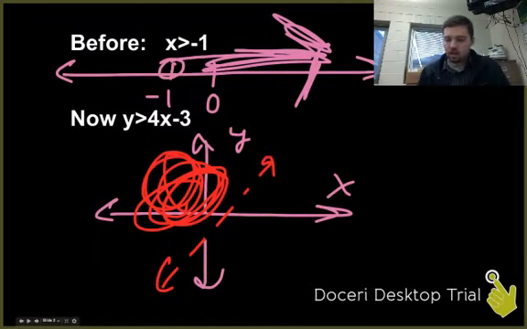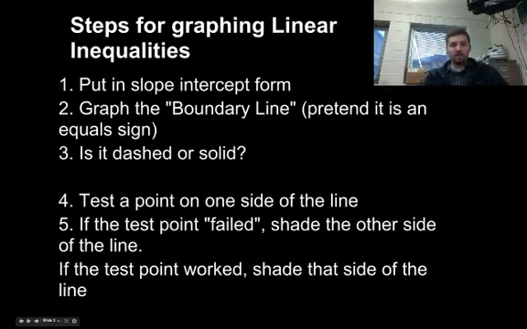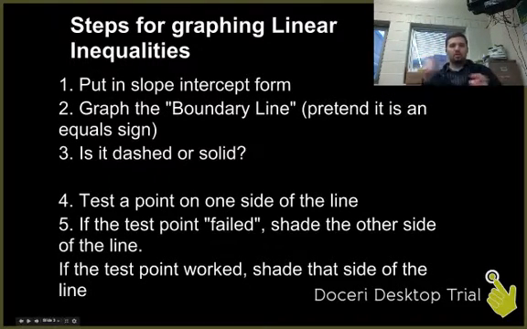Okay, so let me give you the steps and then we'll do some examples of these. Steps for graphing linear inequalities. First, put in slope-intercept form. Second, graph the boundary line. So for step 1, if it's not in slope-intercept form, put it in slope-intercept form. Graph the boundary line. That just means pretend that this thing has an equal sign. It doesn't have a less than or equal sign, or greater than or equal to. Pretend it just has an equal sign. Is it dashed or solid?